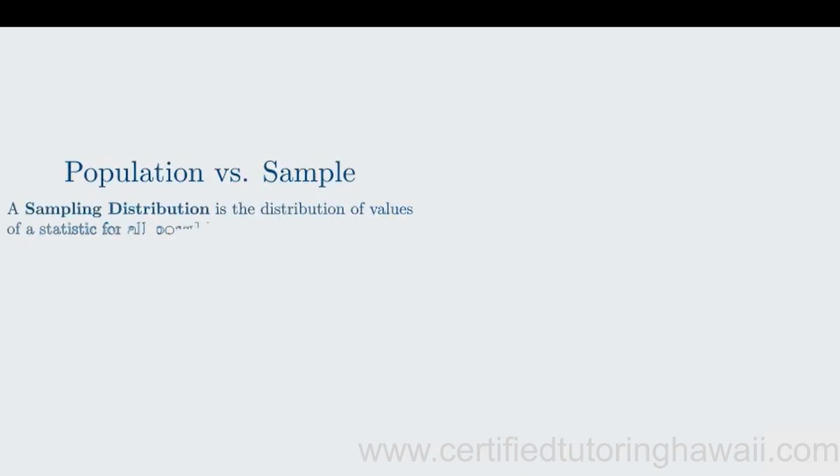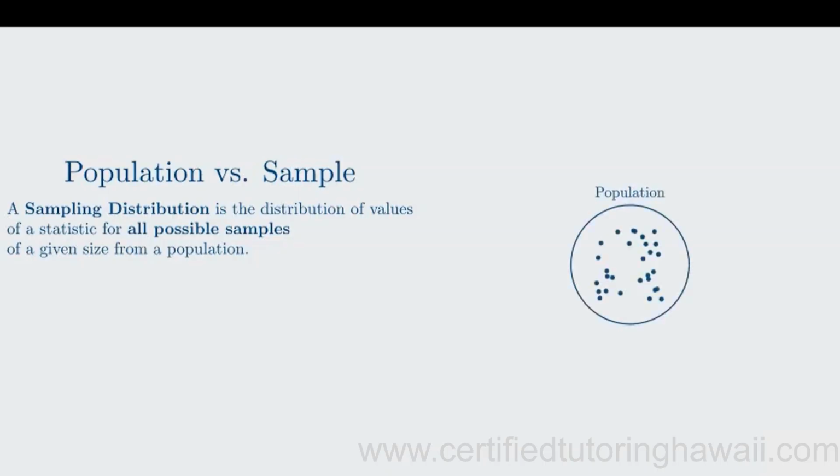A sampling distribution is the distribution of values of a statistic for all possible samples of a given size from a population. Imagine we have a massive population, like every student in the country. It is usually impossible to measure everyone. Instead, we take a sample of, say, 50 students and calculate a statistic, like the average height. If we were to take every single possible group of 50 students and calculate their averages, the collection of all those averages would form the sampling distribution.